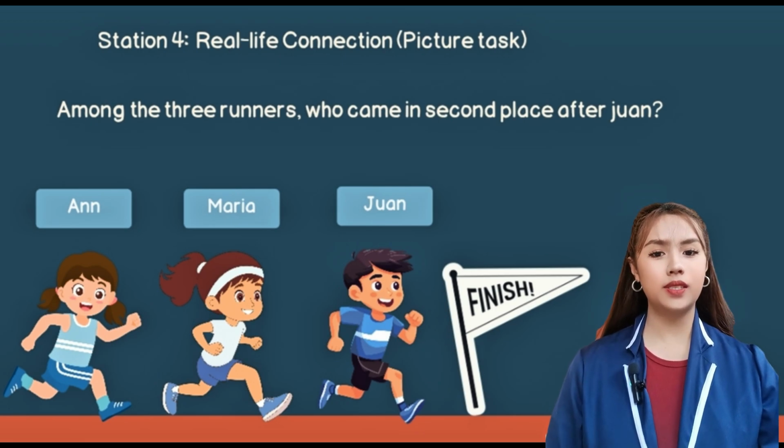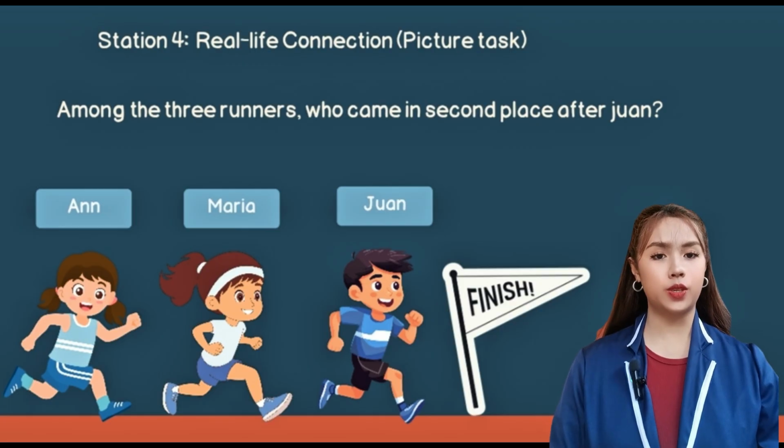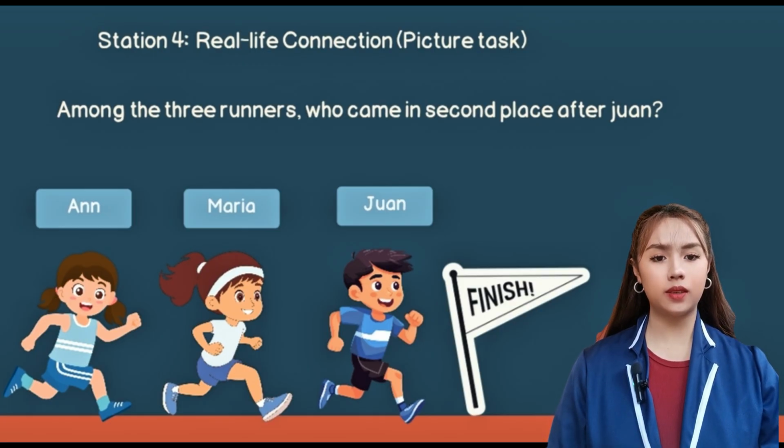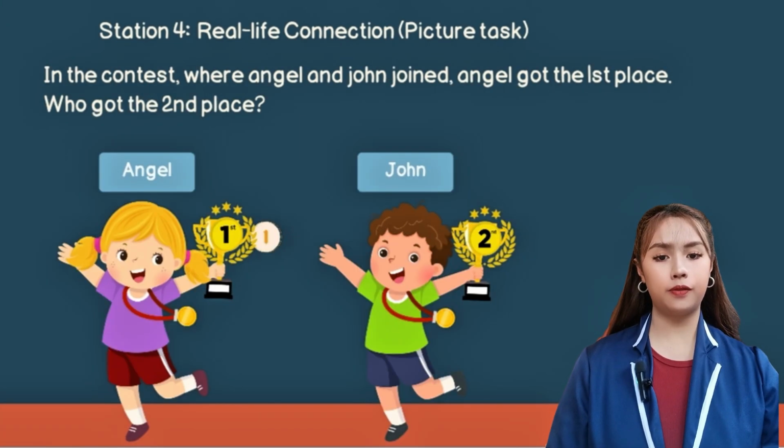Now, let's try something connected to real life. So look at the picture. So we have 3 runners, which are Anne, Maria, and Juan. The question is, among the 3 runners, who came in second place after Juan? Think carefully. This activity will help you apply ordinal numbers to a real life situation, like races or a competition.